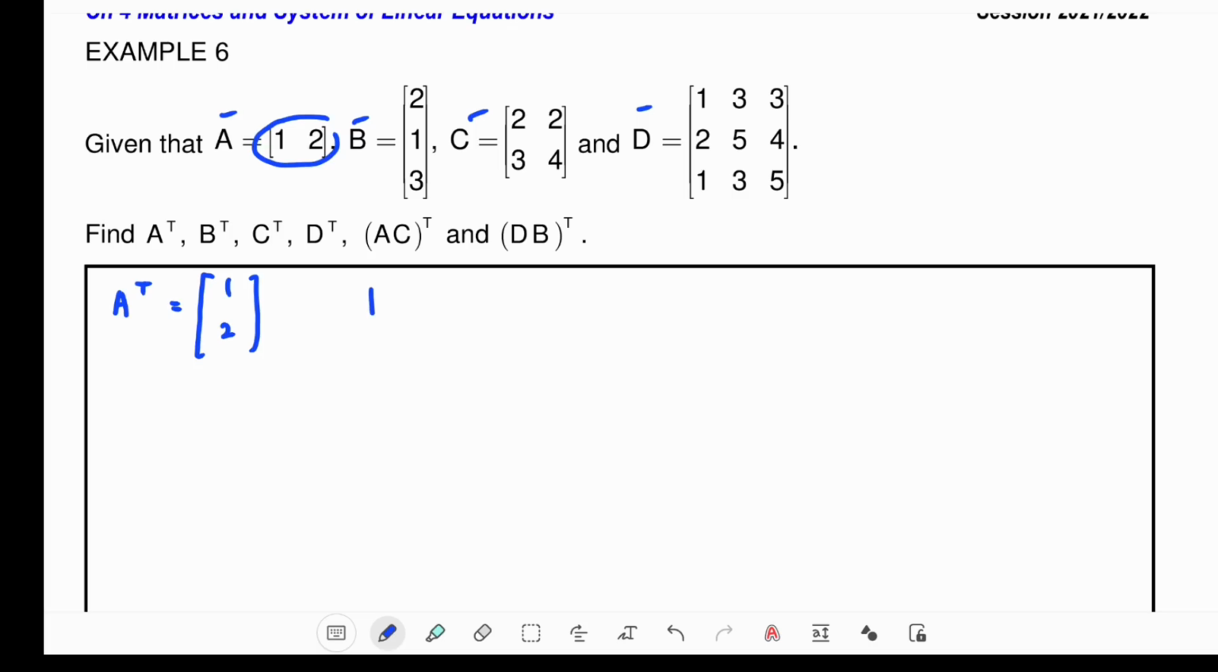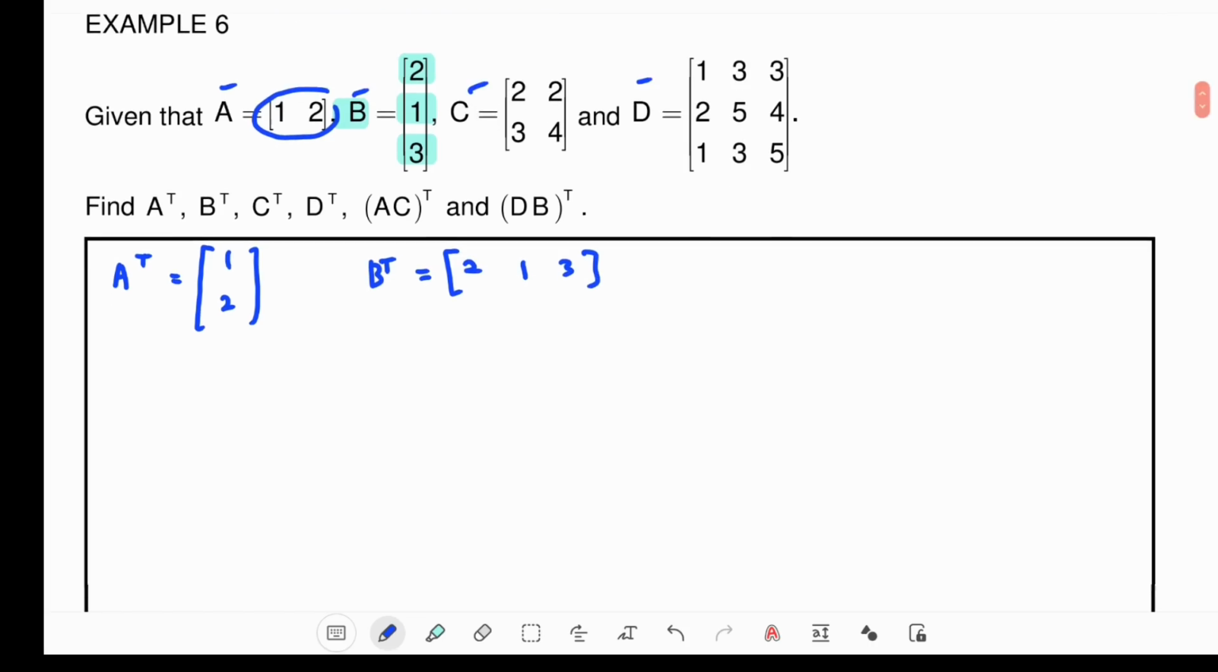So next question, find the B transpose, the transpose of the matrix B. So the matrix B, we call this a column matrix because it only has one column. So you just need to interchange this column to a row. So originally it's 2, 1, 3 vertically, so you change it horizontally, so it becomes 2, 1, 3. Okay, next we proceed with C transpose.